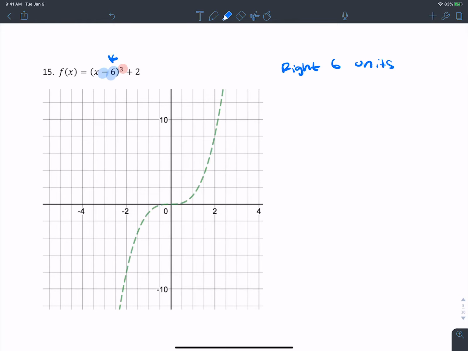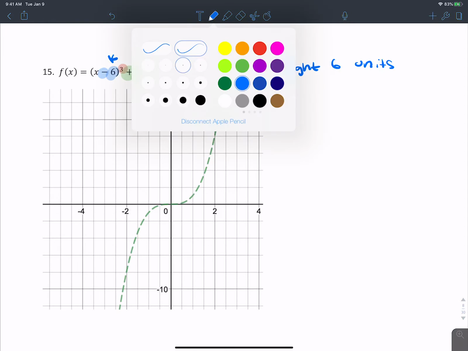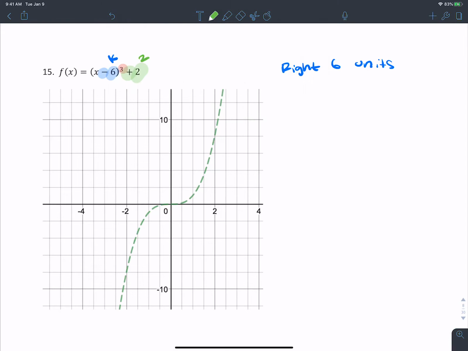And then don't forget, out here now, we have plus another value. Now, k here is going to be that 2. Right? This is your other value. So if this is that k value, since it's plus k, that means we go up 2 units.